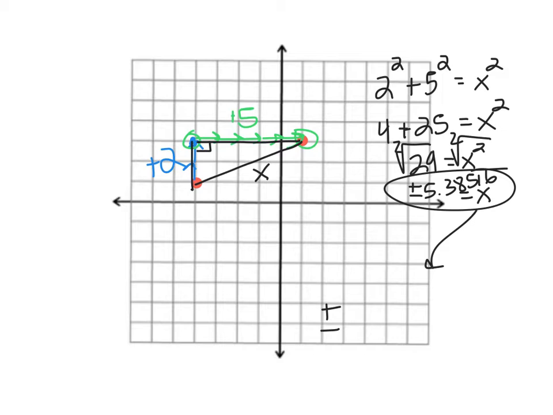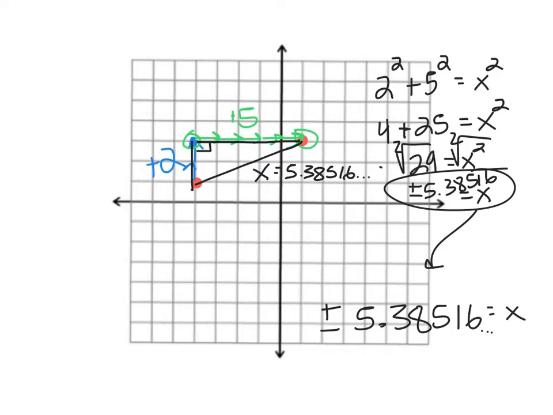Now that feels really clumped to me, so I'm actually going to rewrite it right here. I got a plus or minus 5.38516. And we're going to use every single digit that that calculator gives us. Because this is an irrational number, I also know that those numbers don't end, so I should add a dot, dot, dot. Now, do I use the positive or the negative version? The positive. So my answer is x equals 5.38516.